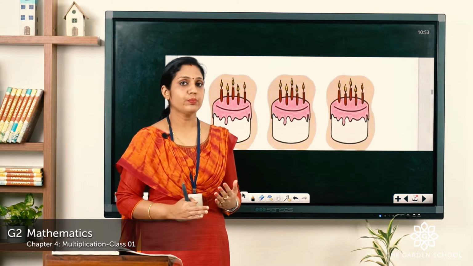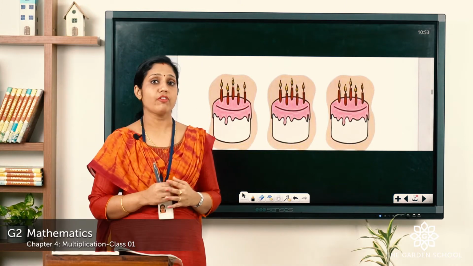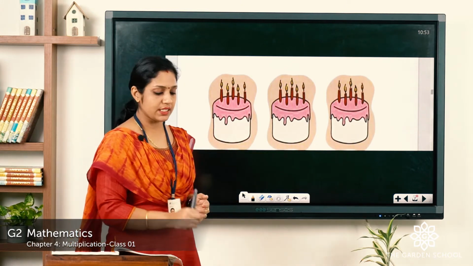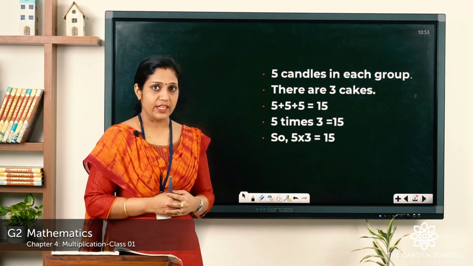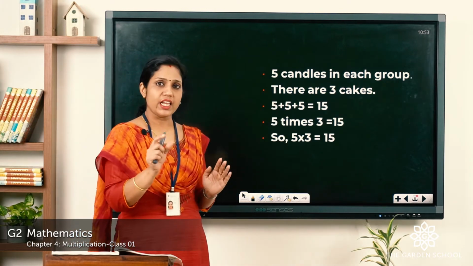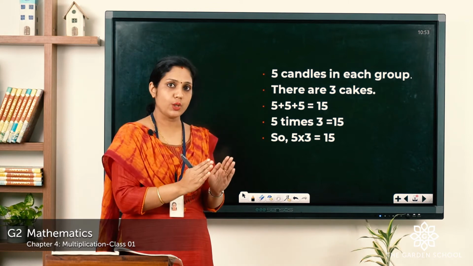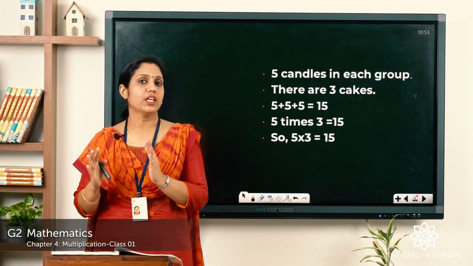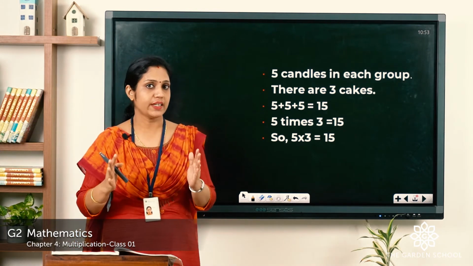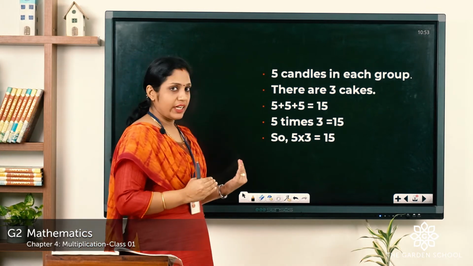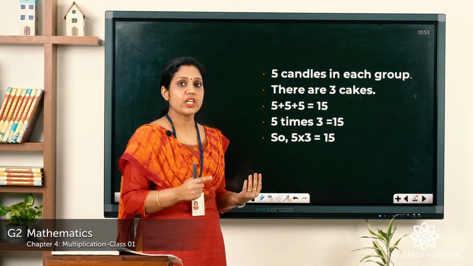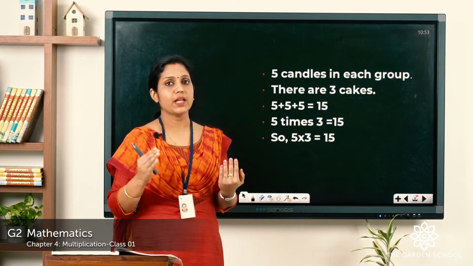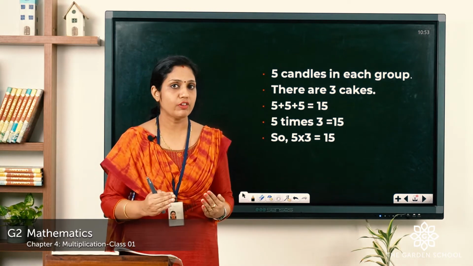So what can we do? We have to find out total number of candles. How can we write this? We can write this. 5 candles in each group. That is in the first group 5, second group 5, third group 5. There are total 3 cakes. So we can write that as in repeated addition 5 plus 5 plus 5 is equal to, how can we find out?